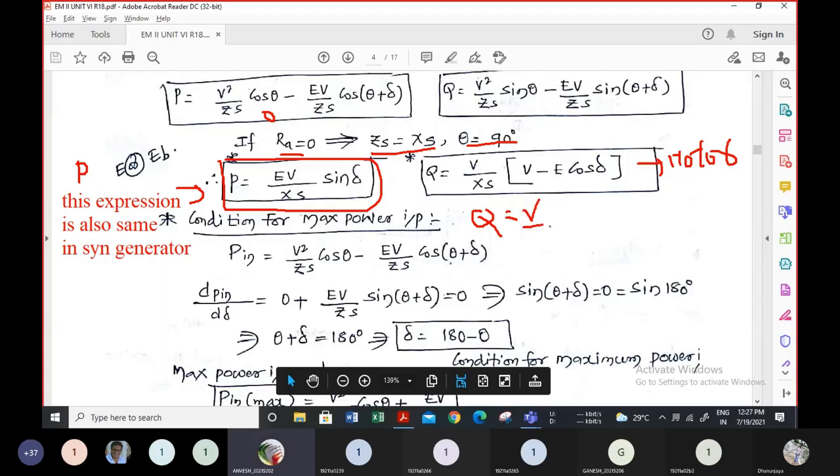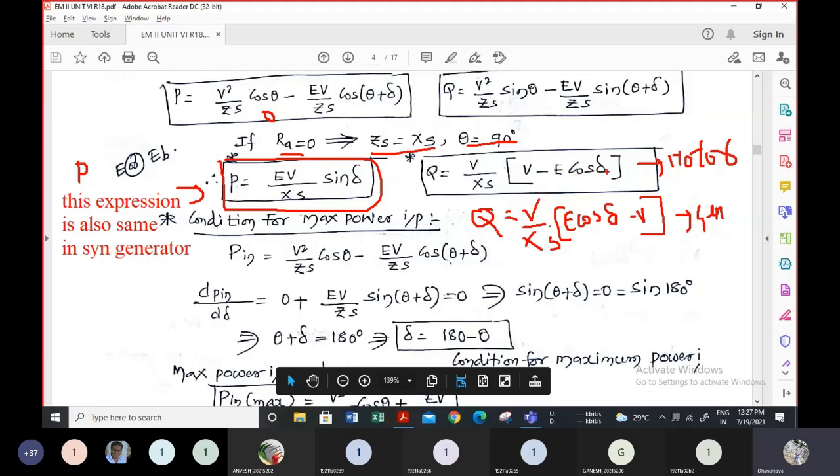V by X into E cos delta minus V. Super good. It is V by X into E cos delta minus V here. So this is for generator. Do remember that whatever topic I'm discussing here will be continued in your power systems subject. So it's better to have a clear idea now itself. Now observe what the changes are here.